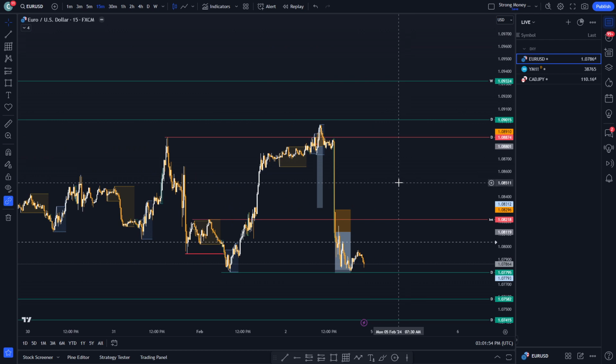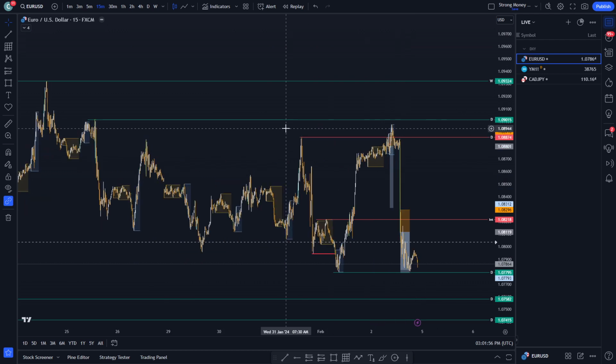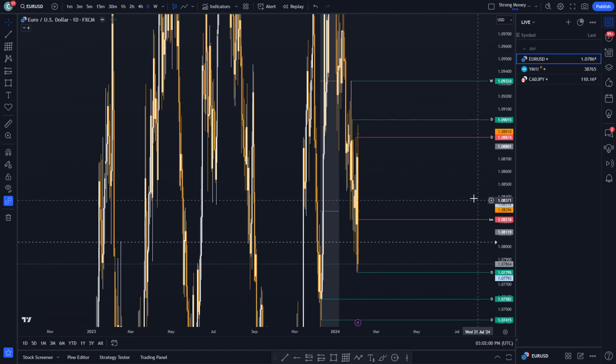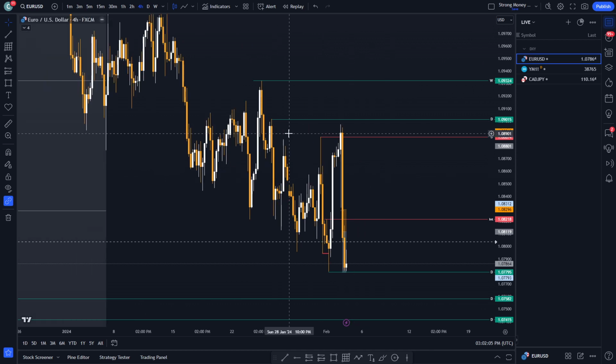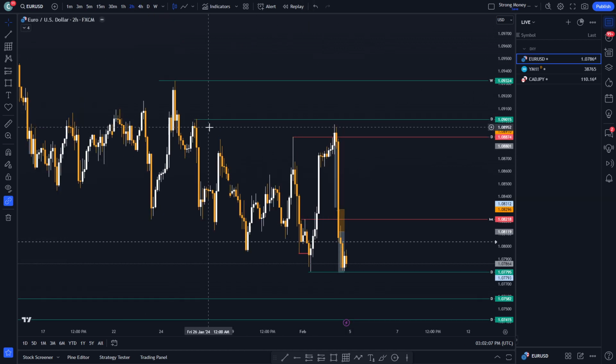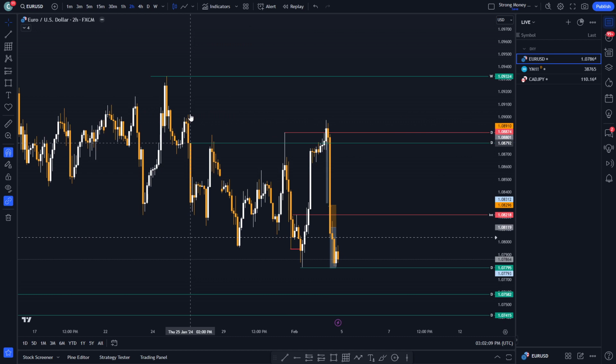This was a really unfortunate one. What was price after? Well, price was clearly after some of this liquidity in here. Let's see what we've got on the daily. Nothing on the daily. Let's see what we've got on the 4 hour. Nothing on the 4 hour. On the 2 hour. Yeah, I mean, look, I was really unlucky on this trade ultimately.